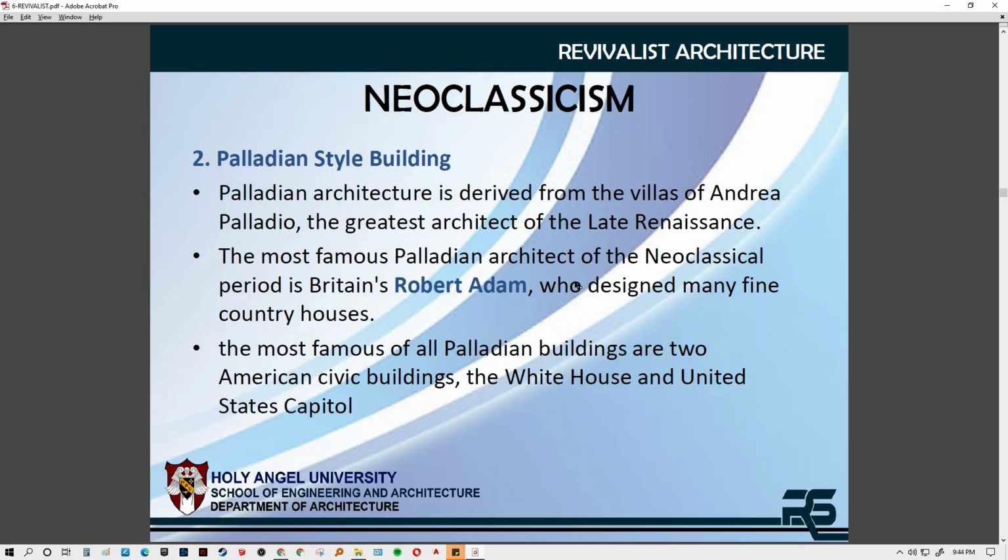Next one, we have the Palladian style building, which is derived from Andrea Palladio, one of the greatest architects during Renaissance architecture. So his design is mostly based on cathedrals and churches. However, they adapted his ideals, how he designs, or how he portrays each design.